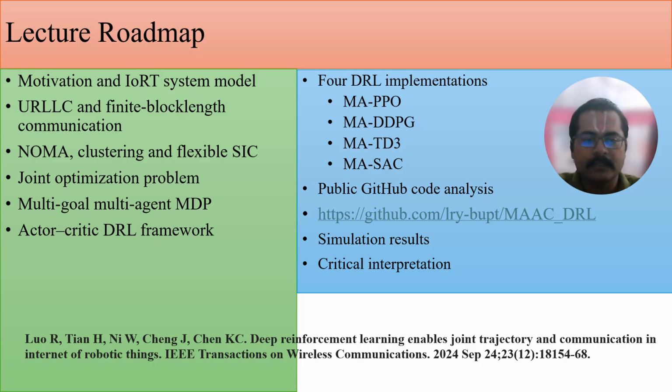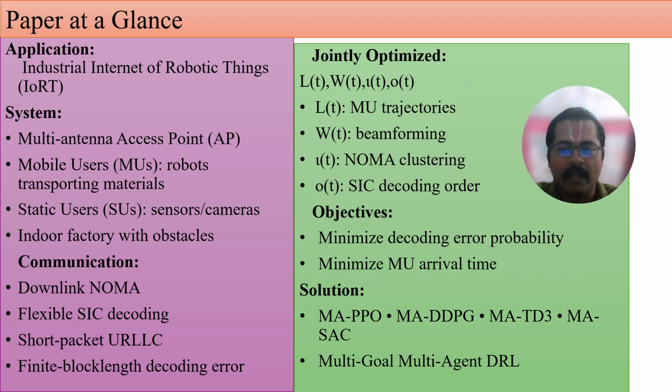Okay, let's see the paper at a glance. The application is the industrial Internet of Robotic Things. The system has multiple access points. Mobile users are the robots transporting materials. Static users are sensors and cameras. The environment is an indoor factory with obstacles. Communication is downlink non-orthogonal multiple access with flexible successive interference cancellation decoding. Okay, so these are the methods.